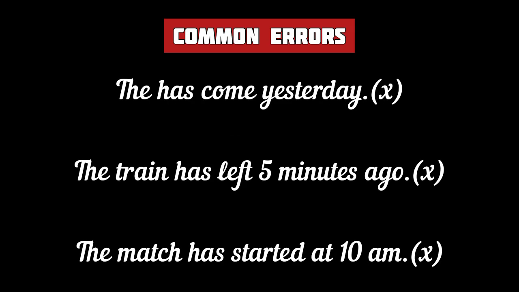Now take some examples. He has come yesterday. Has come is in present perfect tense, but yesterday is a past time adverbial. The sentence is wrong. The train has left 5 minutes ago. Has left is in present perfect tense, but 5 minutes ago is an adverb phrase of past time.